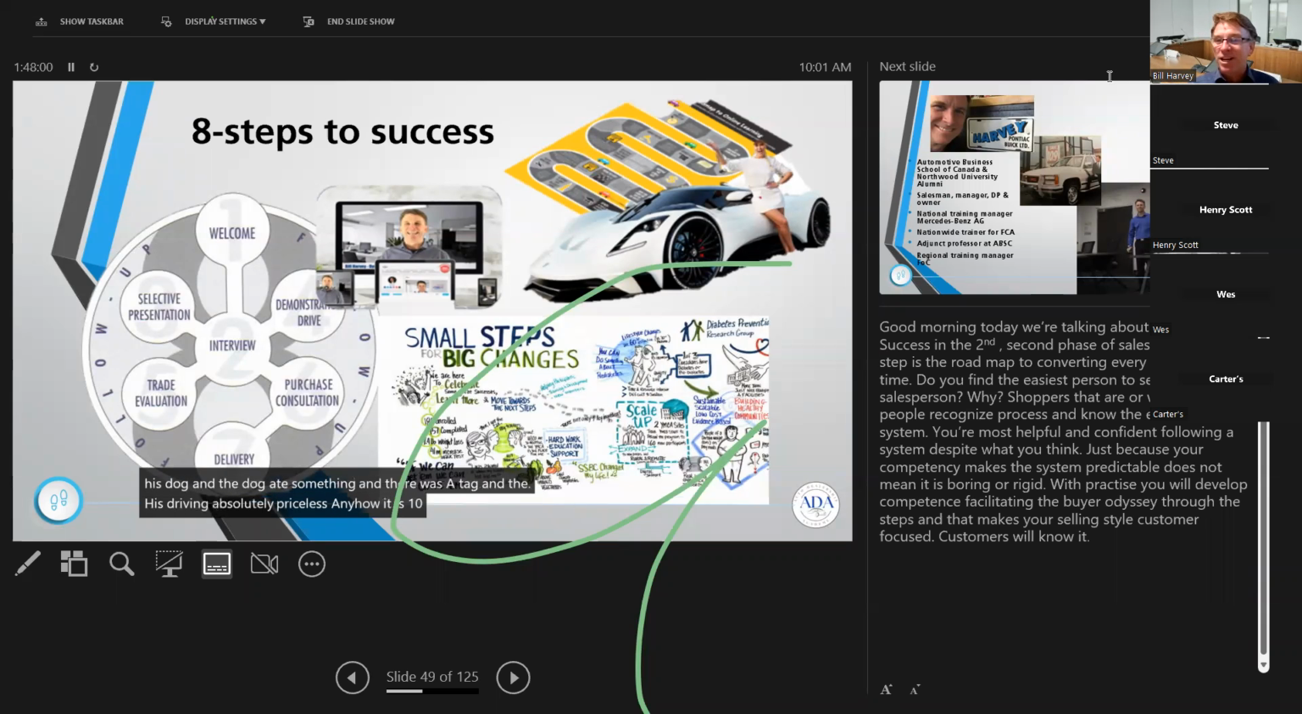Anyhow, it is 10 o'clock. We are underway. Good morning, everyone, and welcome. We're talking about the 8 steps to success, the second step of the first phase of your sales success. This is the roadmap of converting every shopper every time.